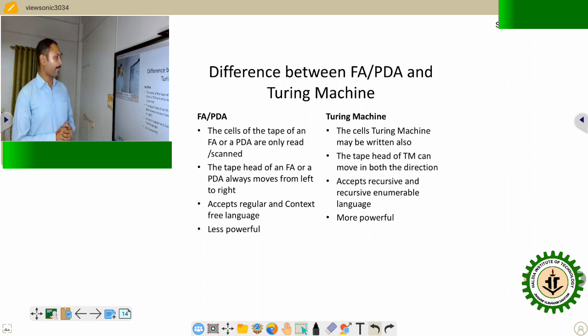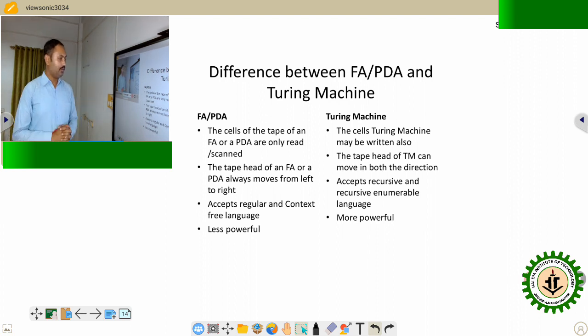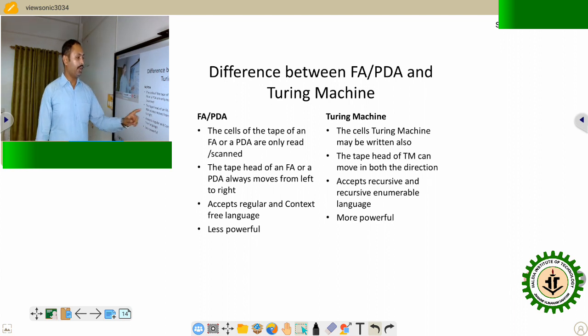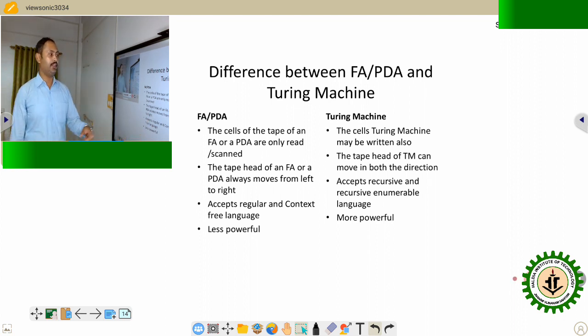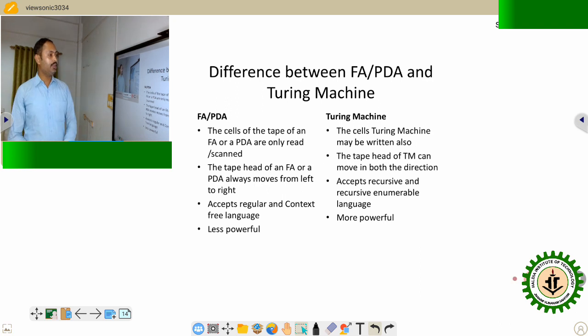In pushdown automata or finite automata, the tape head always moves from left to right, but in Turing machine the movement is in both directions. Pushdown automata accepts regular and context-free languages, but Turing machine can accept recursively enumerable languages. So that is why pushdown automata has less power and Turing machine is much more powerful than pushdown automata or finite automata. So these are the basic differences between these two machines.